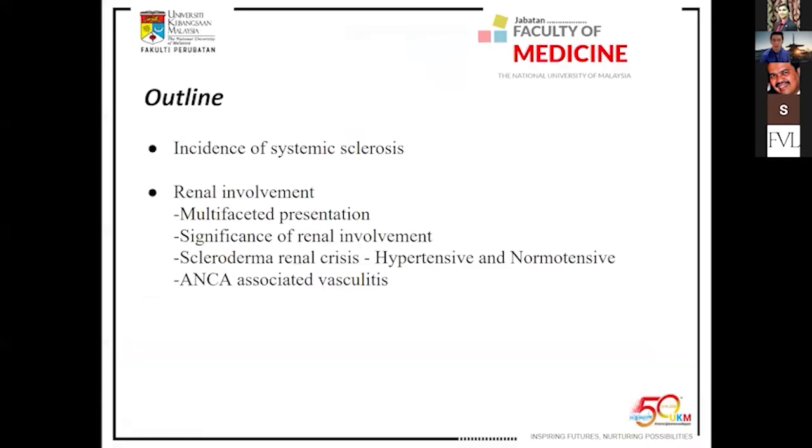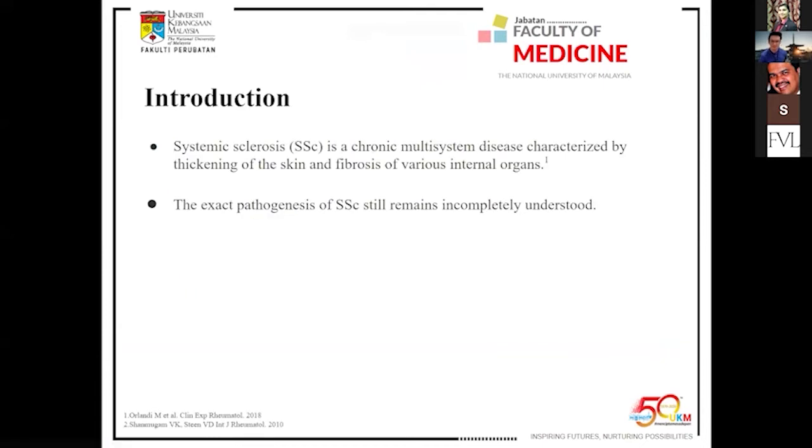Yes. Right. So this is the outline of my topic. I will talk about the incidence of systemic sclerosis. I will talk about the different renal involvement in systemic sclerosis and what is their significance when you have renal involvement in systemic sclerosis. I'll briefly touch on scleroderma renal crisis and also ANCA-associated vasculitis in systemic sclerosis.